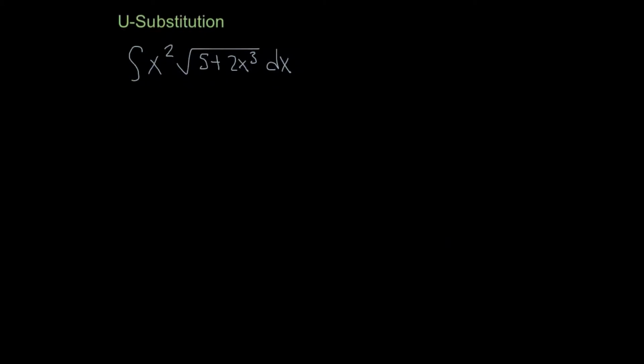Let's try another one that's not quite as straightforward. When you see an integral like this with a square root, generally what you're going to have u equal is what is under the radical. So in this case, we have u equaling 5 plus 2x to the third. Now you know you can use u-sub for this problem because you've got an x to the power of 3 over here and an x to the power of 2. You have part of the derivative of u.